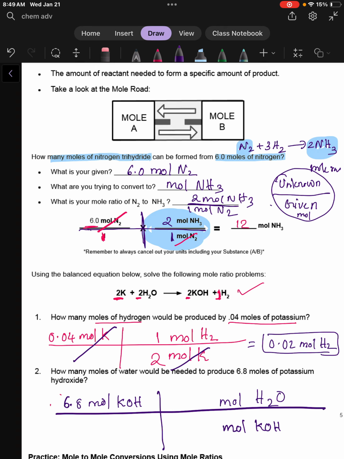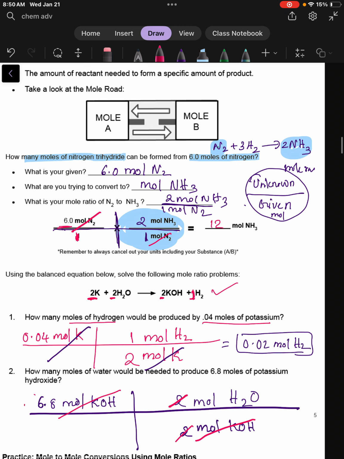Now look at the equation. Look at the coefficient in front of KOH on the left hand side. How many? 2. And water is also what? 2. So the calculation will be easy now. The moles of KOH and moles of KOH will cross out, and you can also cancel this 2 and 2. So the answer is what? 6.8 moles of water. You understand?